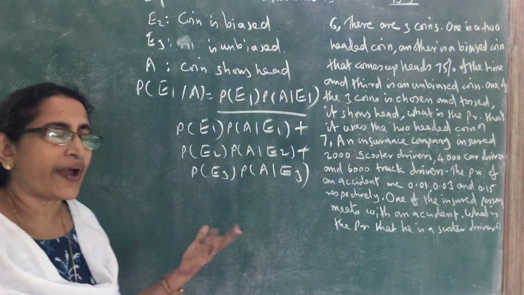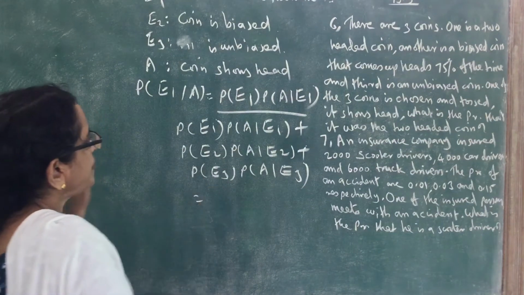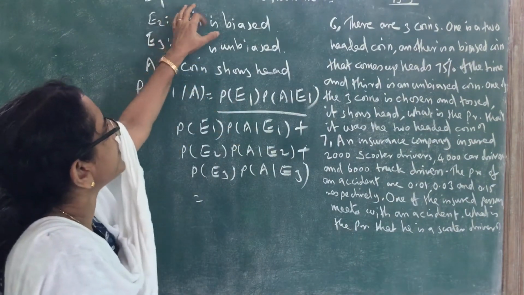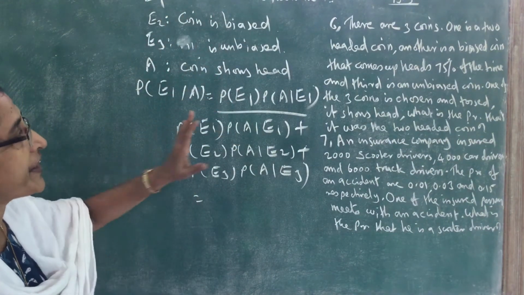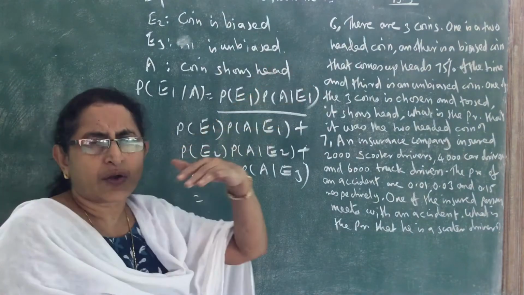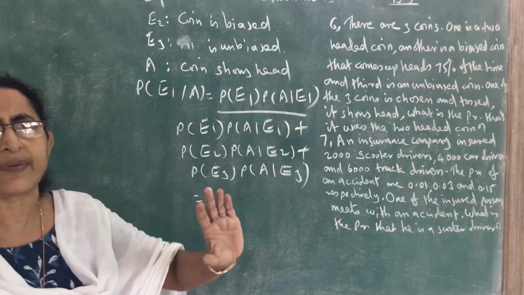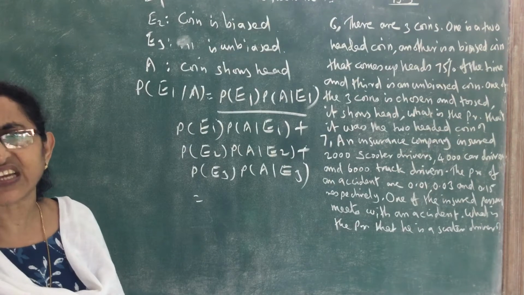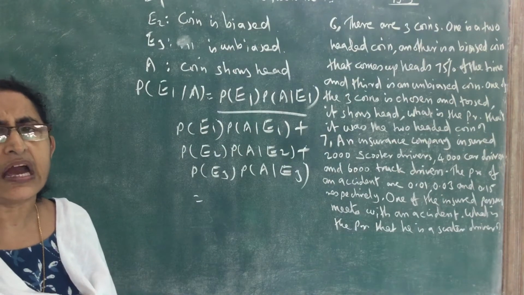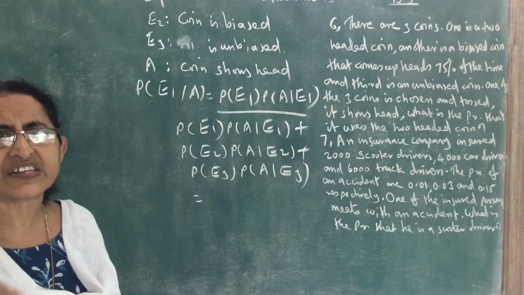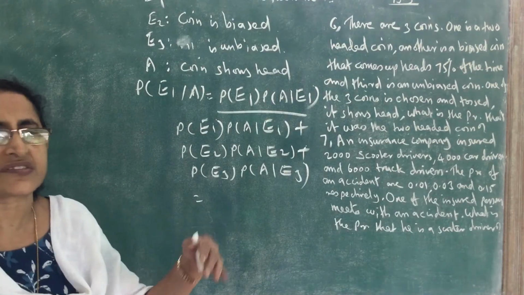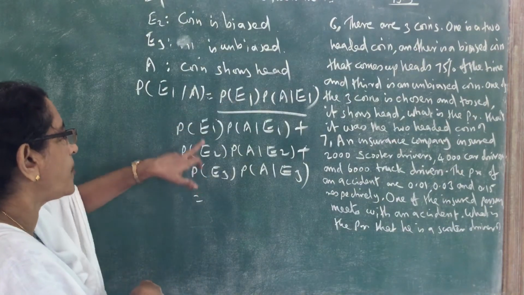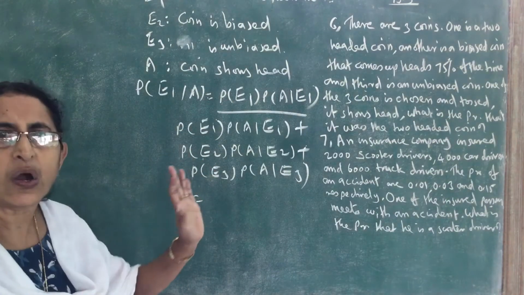Then we can substitute the values of probabilities. Probability of E1, that means the probability that the coin chosen is two-headed coin. See, the three coins are similar. So what is the probability of selecting two-headed coin? That is 1 by 3. Probability of selecting each coin is 1 by 3 because the coins are similar. So probability of E1, probability of E2, probability of E3, all 1 by 3.